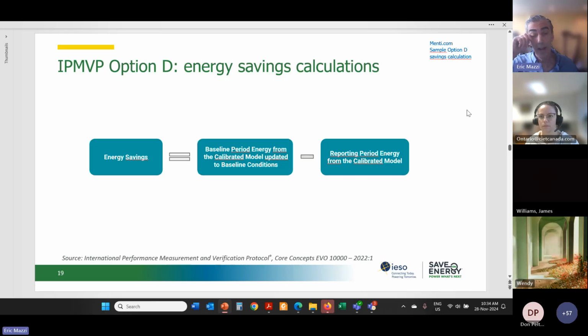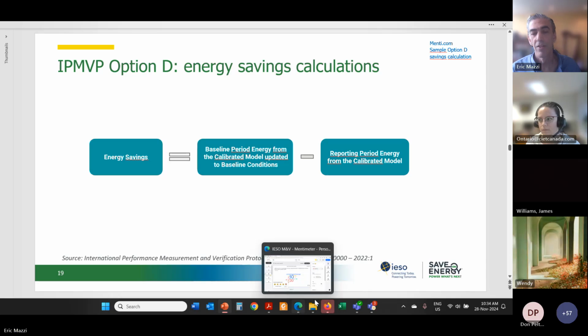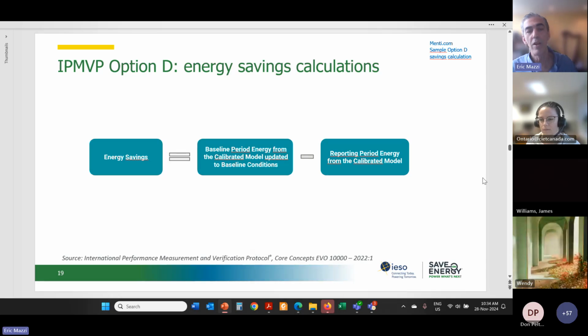Okay, so I did have just one more thing here, and then we'll get into the case studies. What it comes down to, the IPMVP Option D savings calculation, is your energy savings is the difference between your baseline period energy from the calibrated model updated to baseline conditions minus your reporting period energy from the calibrated model. So keep this equation in mind.